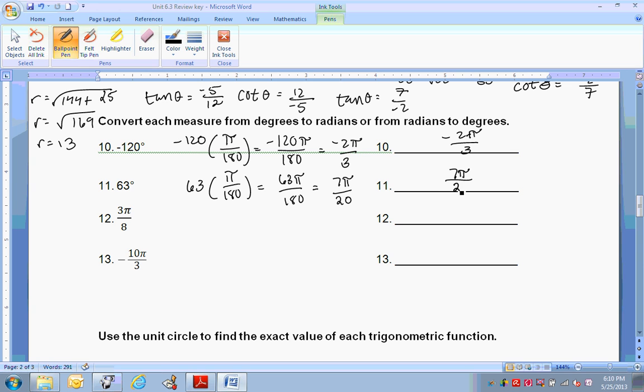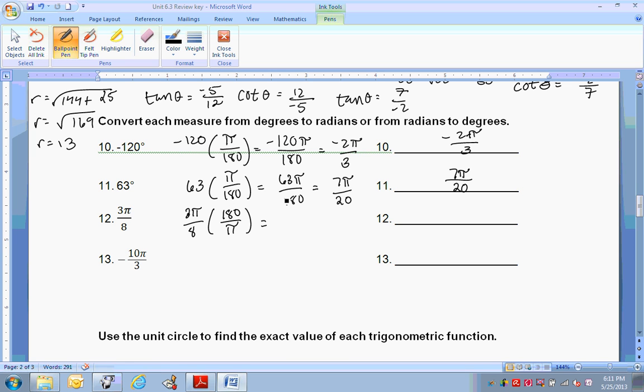So 63 degrees is 7 pi over 20 radians. Now, number 12, they've given us 3 pi over 8 radians, and we need to convert it to degrees. So we take 3 pi over 8 times 180 over pi. Remember, we just flip what we're multiplying when we're converting from radians to degrees. We have 180 over pi this time instead of pi over 180.